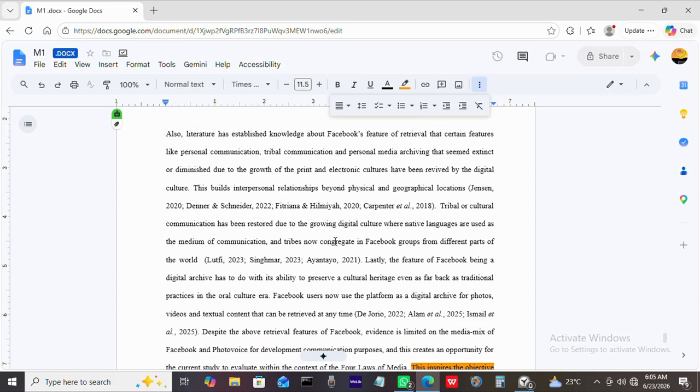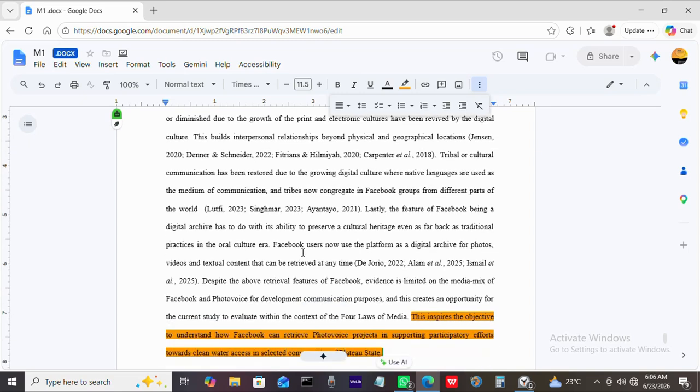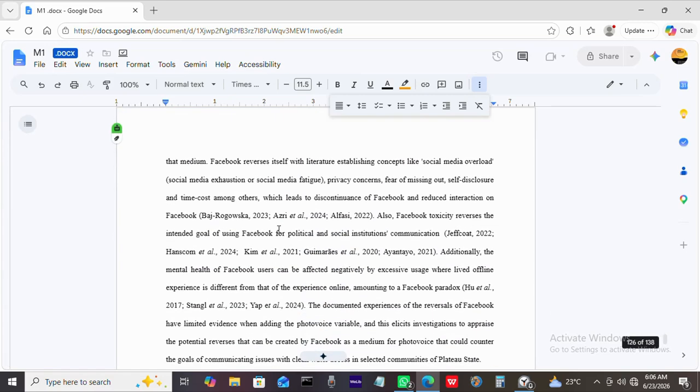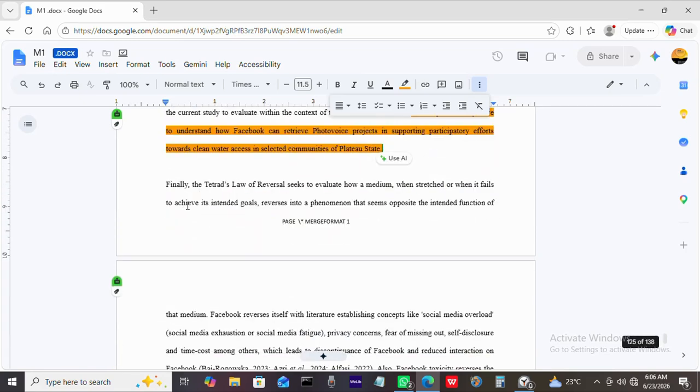Then finally, if you have four research questions, or three, you say finally this is it. Then you present all the studies with their positions. This is their positions. Then what is the gap they have left? So the documented experiences of the reversals of Facebook have limited evidence when adding the photovoice variable, and this elicits investigation to appraise the potential reverses that can be created by Facebook and all. So you can see this is what people have contributed, but this is what you have left out, and this is what has inspired you.